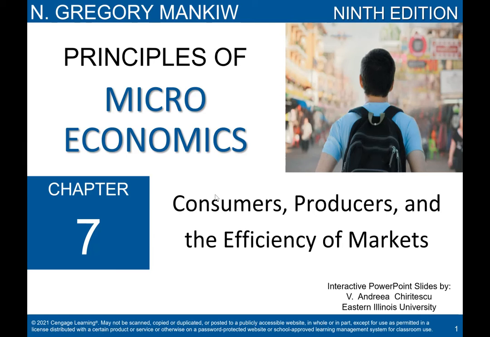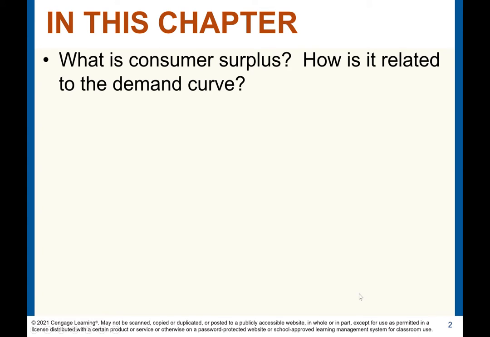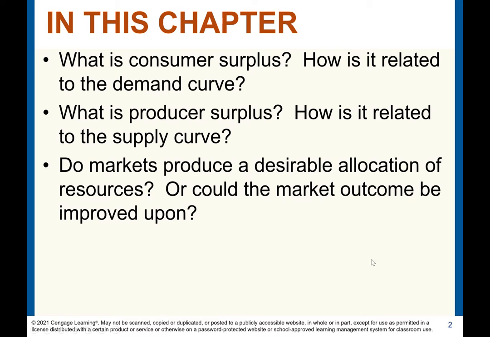Chapter 7: Consumers, Producers, and the Efficiency of Markets. In this chapter, we answer the following questions.